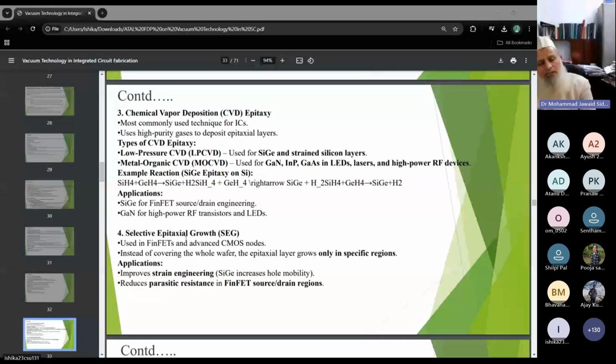Chemical vapor deposition, as I told you, is a very important process frequently used in integrated circuit fabrication, and it uses high purity gases to deposit epitaxial layers. Types of CVD epitaxy: low pressure, LPCVD, where the vacuum inside the chamber is generally in the range of 10 to the power minus 3 torr, used for silicon, germanium, and strained silicon layers. Metal organic CVD is used for gallium nitride, indium phosphide, etc. And these are the reactions. Yes, please go to the next slide.